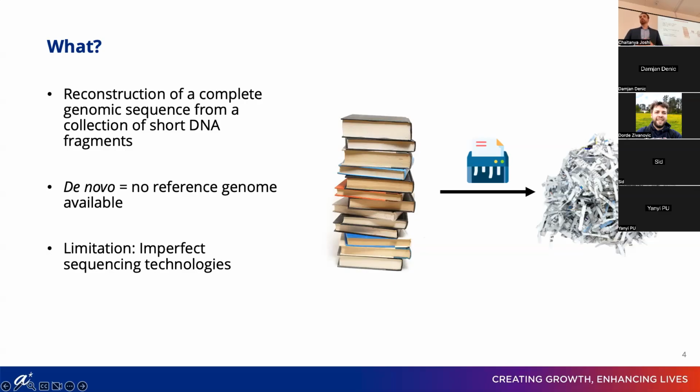So the only way you could do this is by aligning all these pieces together and trying to find some meaningful sentences. In de novo genome assembly, it's very similar because our goal is to reconstruct the original genomic sequence from a set of short DNA fragments. De novo here stands for anew. We have no idea what the original genome sequence looks like. We just have these short fragments. And as in the example with the shredder, limitations are imperfect sequencing technologies, which produce errors in the short sequences.